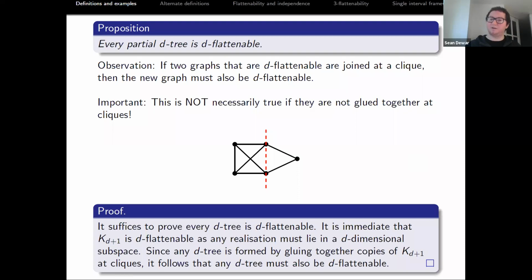Yeah, I guess you could have a clique of size D plus 1, and you could do clique sums of that. But with partial D-trees, we don't. With D-trees, we're just gluing at size D, I guess. So for this result here, we don't need anything bigger.